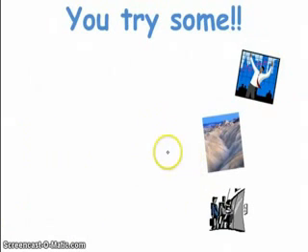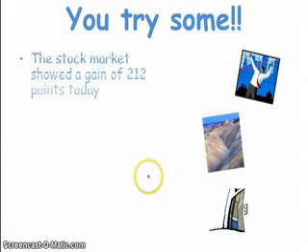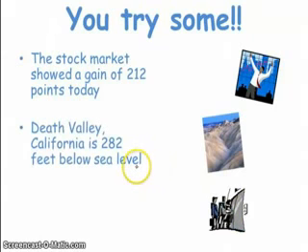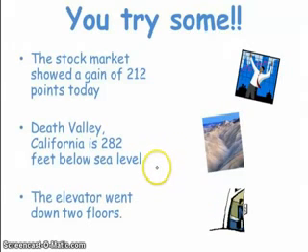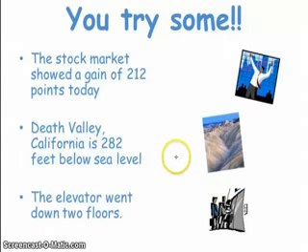Okay, so go ahead and try these by yourselves. The stock market showed a gain of 212 points today. Death Valley, California is 282 feet below sea level. The elevator went down 2 floors. Go ahead and try to represent these with an integer, with a numerical value, and then pause and then come back and check.